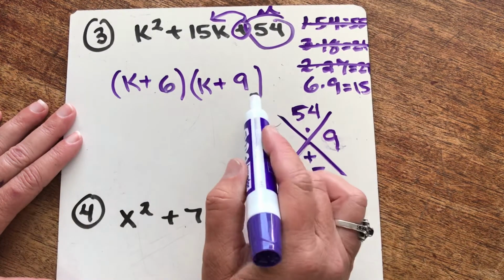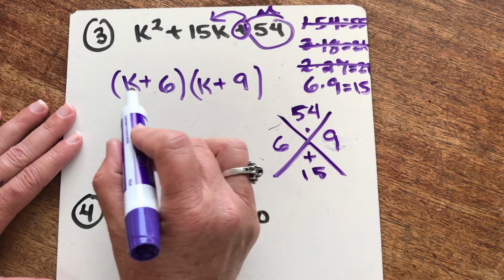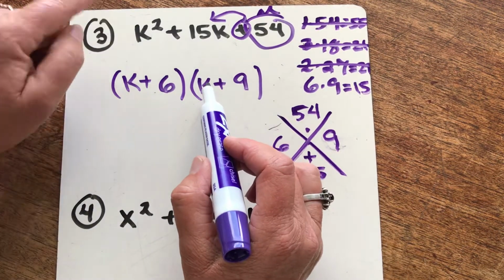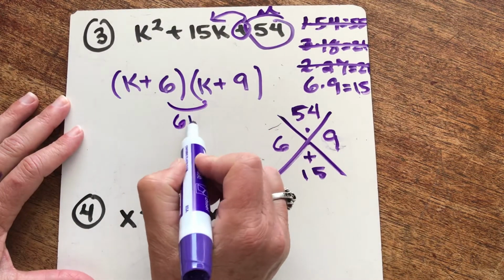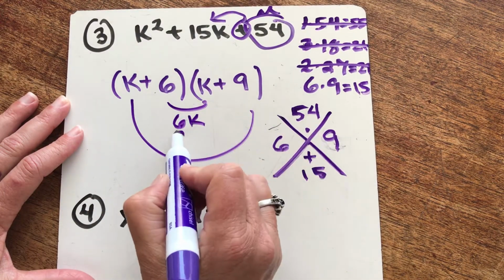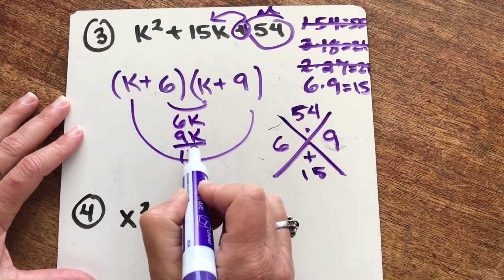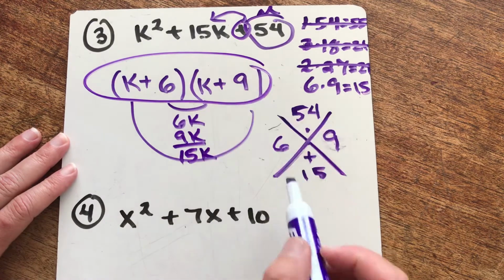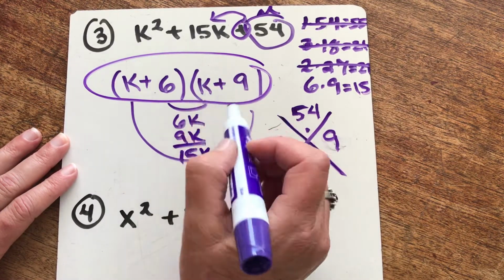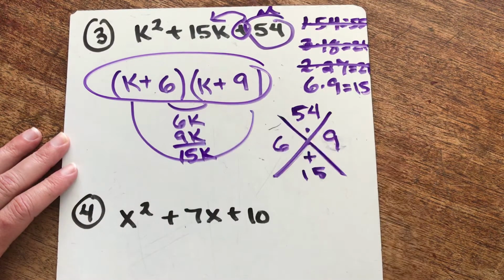So you could FOIL this out to double check your answer. I'm just going to check the fronts. K times k is k squared. 6 times 9 is 54. Let's try the middles to make sure they... Yep, definitely got the middle term. This is my answer. And again, you could have this binomial first, and you could have that binomial second.